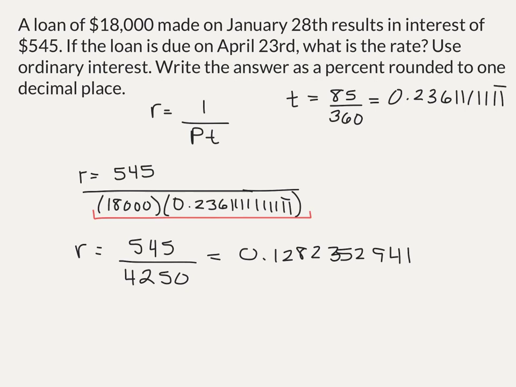Interest rate is given as a percent, so we want to multiply this by 100 to convert to a percent. So we get 12.8235291. And the problem tells us to round to 1 decimal place. So I'm going to look at the 8, and the value next to the 8 is a 2. Since 2 is less than 5, I'll keep the 8 as is, and my final answer is 12.8%.